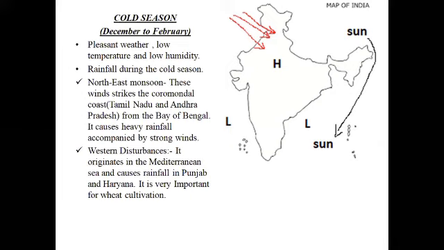As this wind blows from the northeast direction, from the northeastern part of India towards the southwestern direction, it is called the northeast monsoon. Okay, this is all about climate.